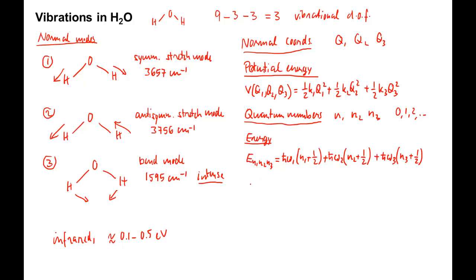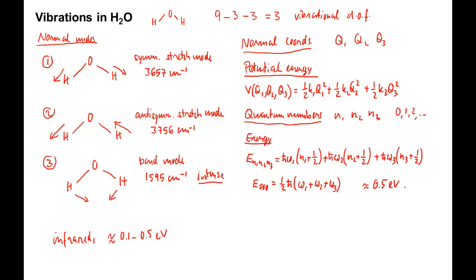For the overall ground state, the energy E00 equals 1/2 h bar times omega 1 plus omega 2 plus omega 3. This is the 0-point vibrational energy of water. For water, it's about half an electron volt.